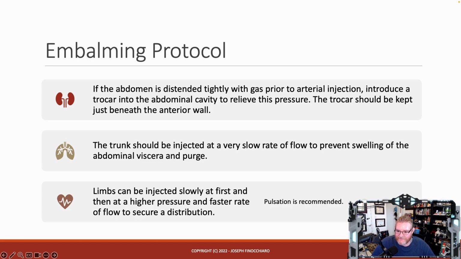If the abdomen is distended tightly with gas prior to arterial injection, introduce a trocar into the abdominal cavity to relieve this pressure. The trocar should be kept just beneath the anterior wall. The trunk should be injected at a very slow rate of flow to prevent swelling of the abdominal viscera and purge. Limbs can be injected slowly at first and then at higher pressures and faster rates of flow to secure distribution.